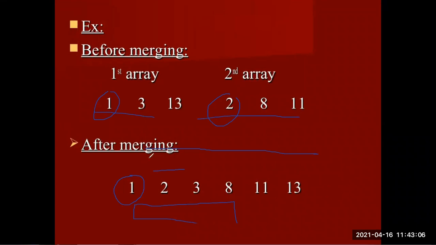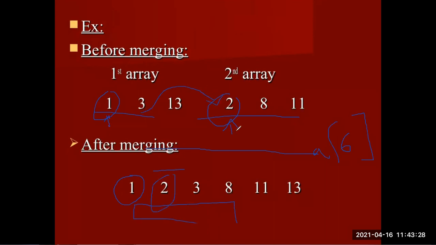In total, the new array will be taken with size 6. The first element of array A, A of 0, is compared with B of 0. Which one is less? That one is stored in the resulting array. So I store it here. Then 3 is compared with 2. Which one is least? That is stored here.